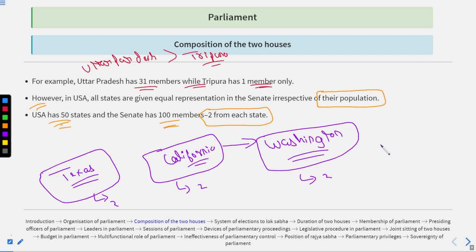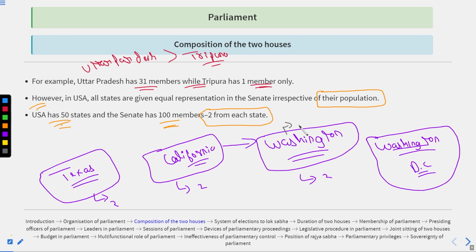Washington and Washington DC, they are both different. All right, Washington is a state of USA, while Washington DC is the capital of USA. All right, remember this thing.